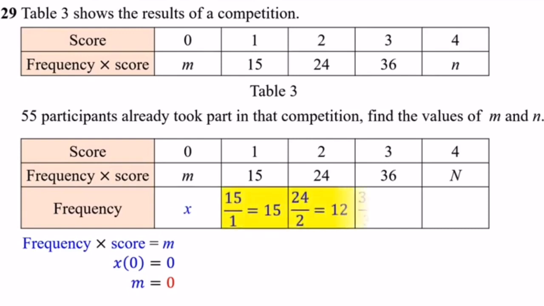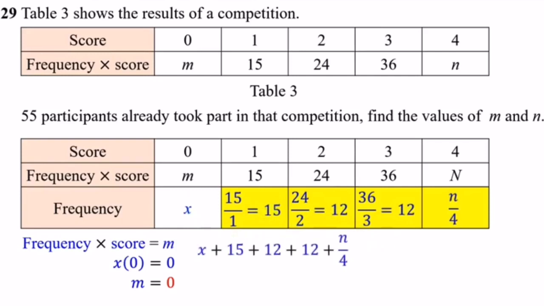So 15 over 1 is 15, 24 over 2 is 12, 36 over 3 is 12, and for the last one, the frequency is n divided by 4, right? Now we add up all the frequency, which is x plus 15 plus 12 plus 12 plus n over 4 equal to 55. That is how we work out the total frequency, because we are given the total frequency, which is 55. So now we take all the frequency for every score from 0 to 4.